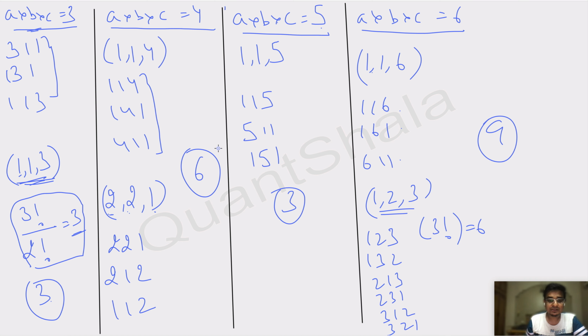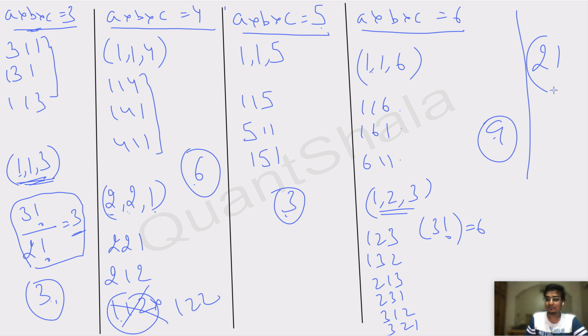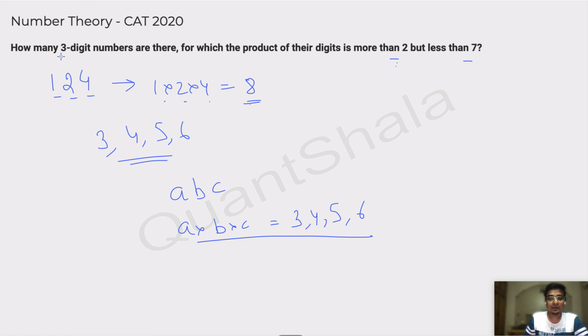One small correction here. Here we wrote 112. We needed two twos here, so this actually is going to be 122, not 112. Now adding the answers for all these cases, here we have a total of 3 answers, here 6, here 3, and here 9. The total comes up to 21, which means, coming back to the question, there are 21 three-digit numbers for which the product of the digits is 3, 4, 5, or 6.